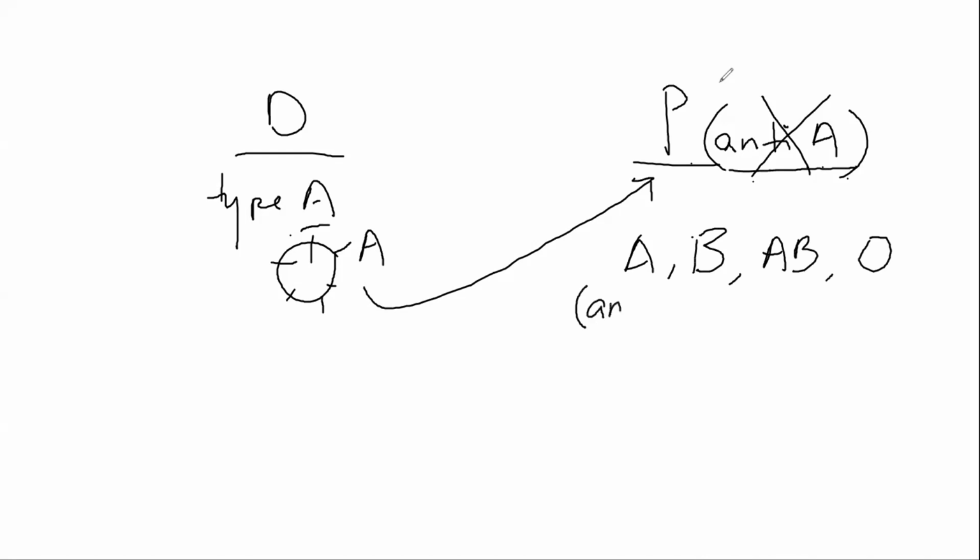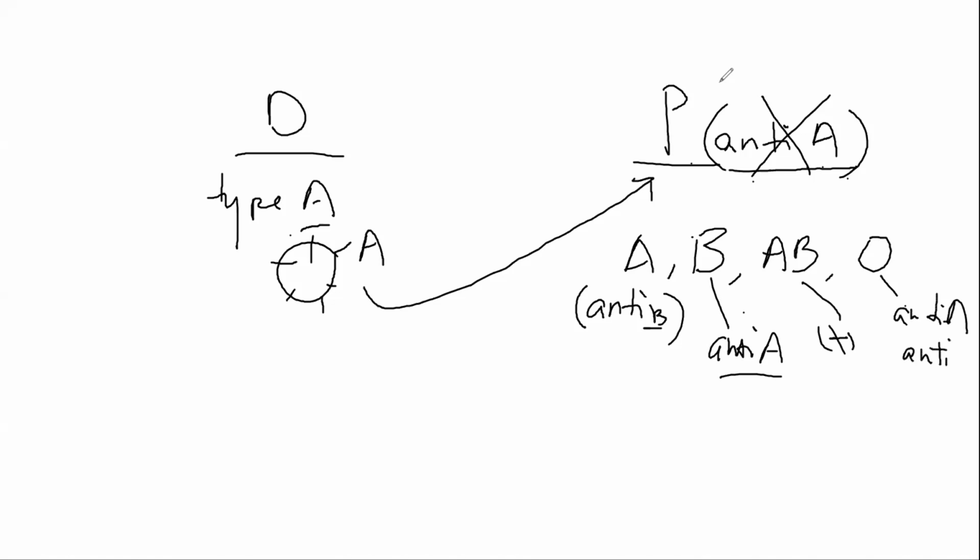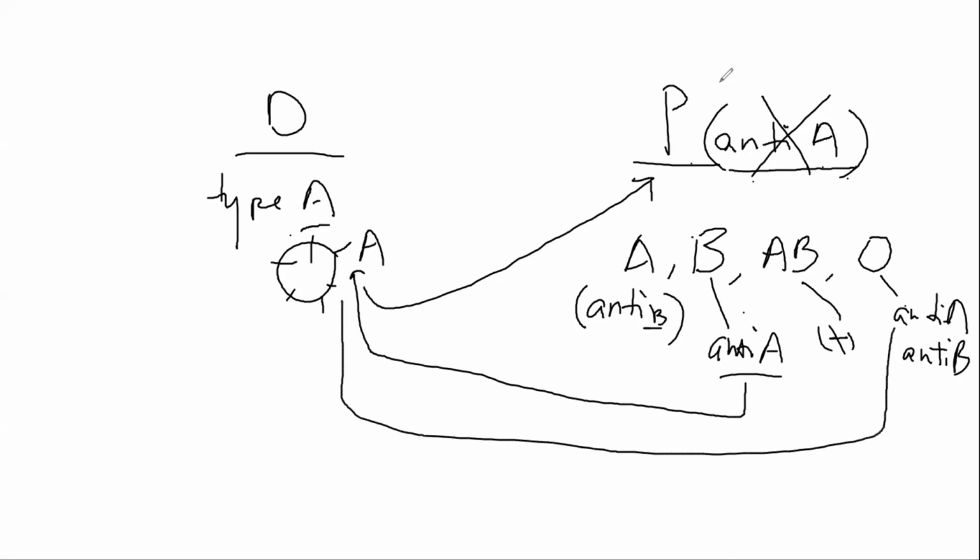Type A blood has what antibody? B. Type B blood has anti-A. Type AB has nothing. Type O has both. All right, so now you see this one can react with this antigen. This one can react with this antigen. So this patient cannot receive this blood. This patient cannot receive this blood.